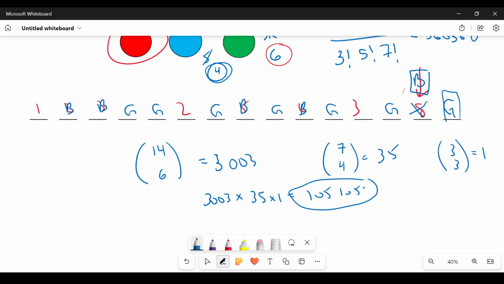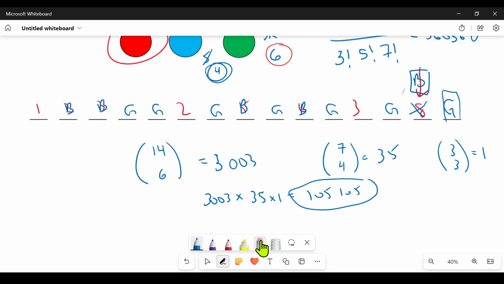But I'm not done yet. Because that's fine. That's what I want. But that one says I must have a green marble last. Why can't I have a blue marble last? A blue marble last I could also do. So I'm going to sort of redo all of this. But instead of starting with a green marble last, I'm going to start with a blue marble last.